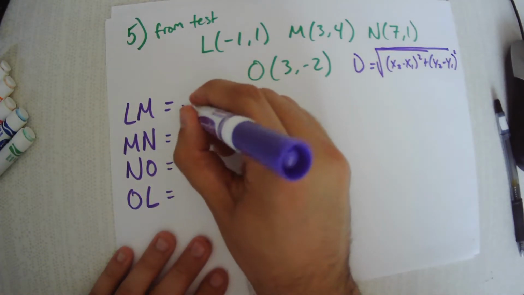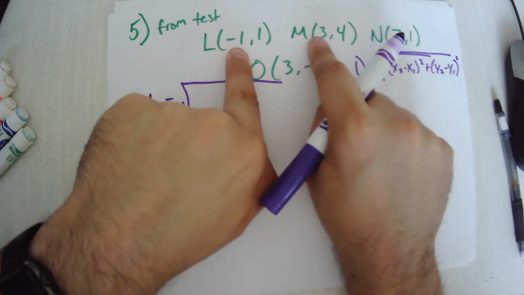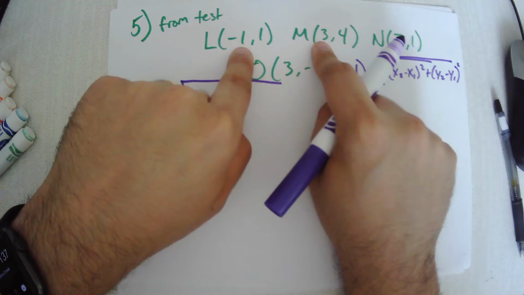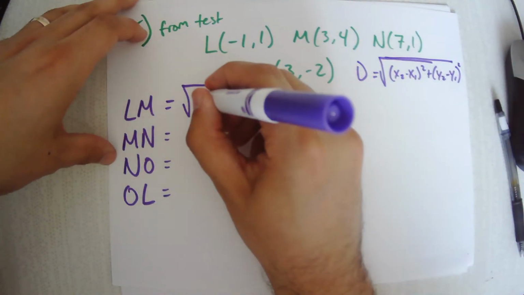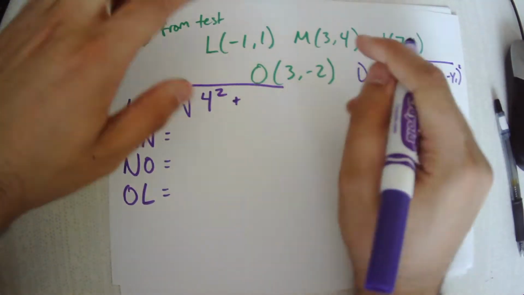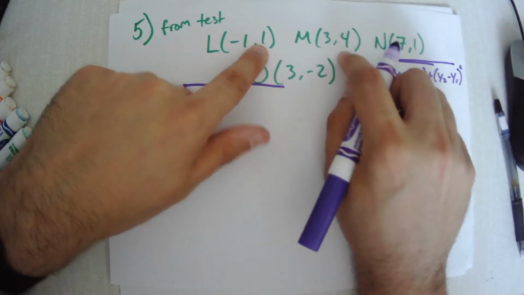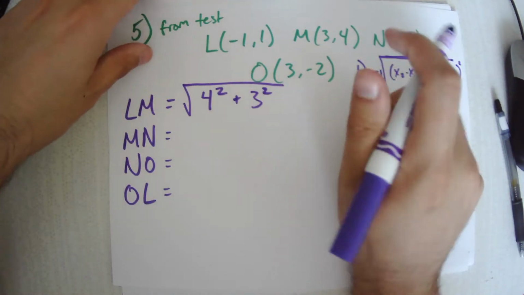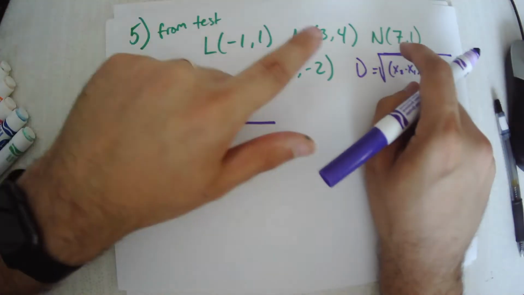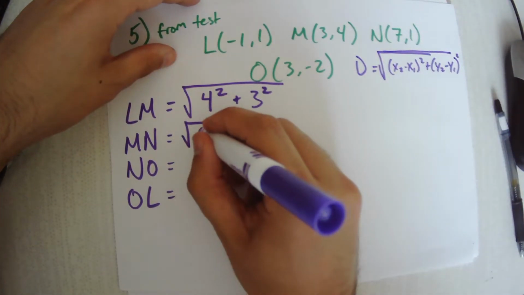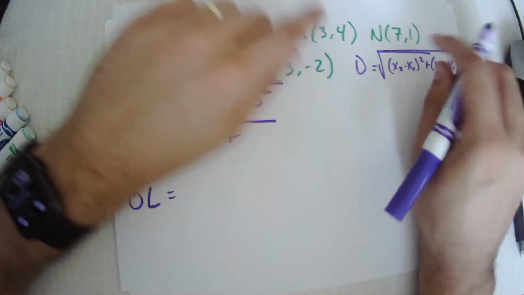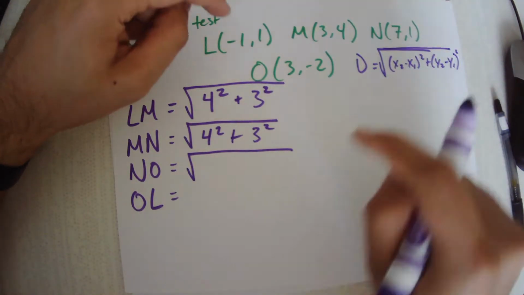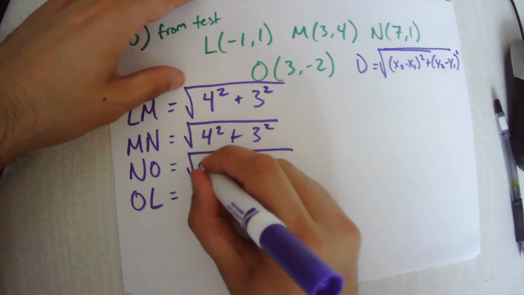So how does x change? Well, what is the difference between 3 and -1? How far away are those two numbers? They're 4 away, yeah. So it's 4 squared plus, what about this? 3 squared. 1 and 4 are 3 apart. Now M to N. 3 and 7 are 4 apart. 4 and 1 are 3 apart. Okay. N and O, that's another 4 and 3. Okay, this is interesting.